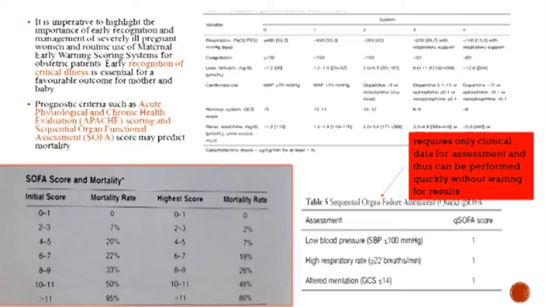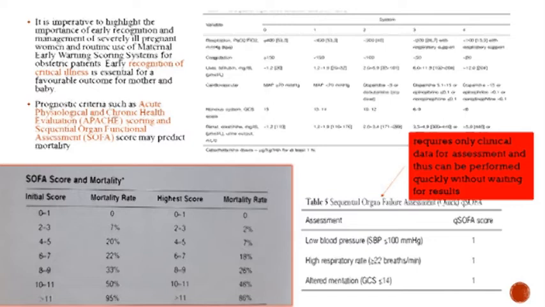So it is imperative to highlight the importance of early recognition and management of severely ill pregnant women with the routine use of maternal early warning scoring systems for obstetric patients. Early recognition of critical illness is essential for a favorable outcome for mother and baby. Prognostic criteria such as the APACHE scoring and the Sequential Organ Failure Assessment score may predict mortality.